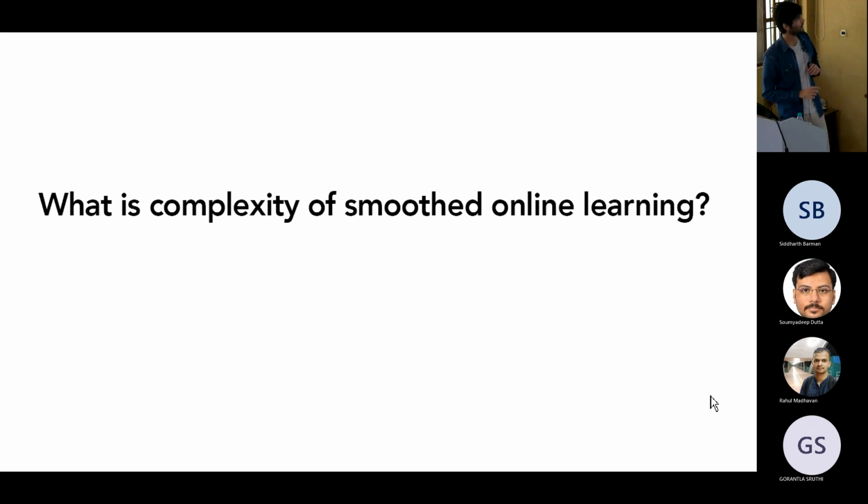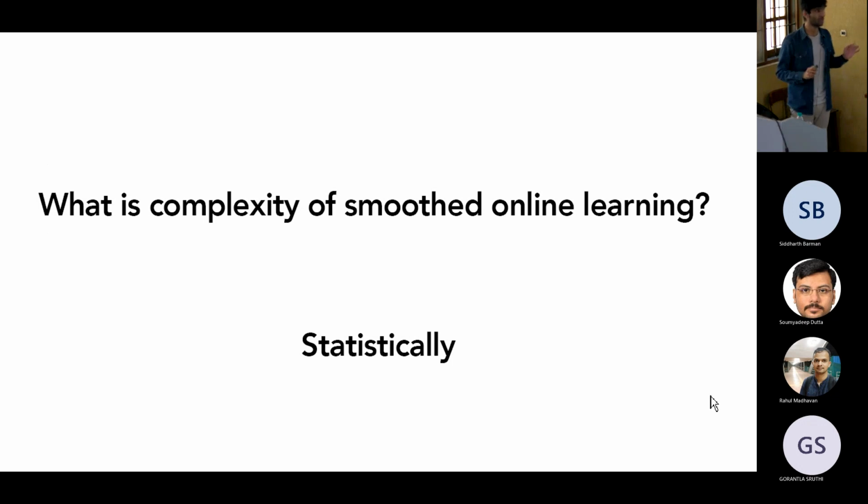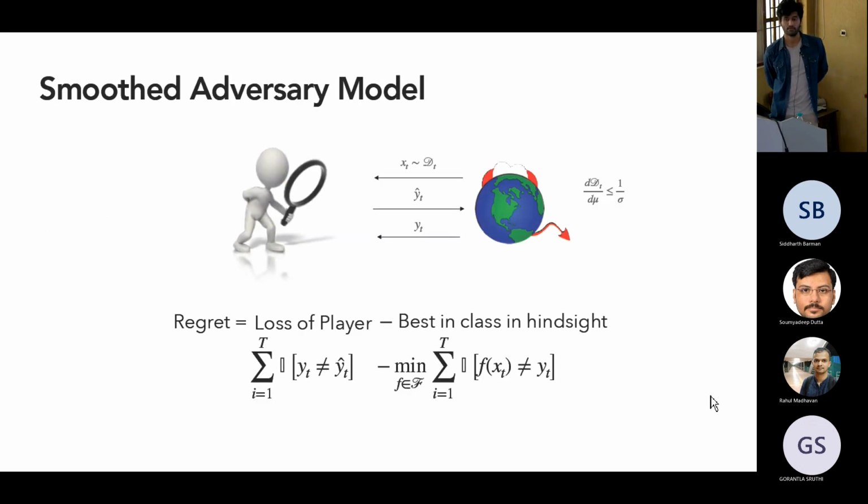So the question we want to address is what the complexity of smooth online learning is. And firstly, we look at the statistical aspect. Sigma is infinity or something. Oh, sigma is 0, yeah, right.